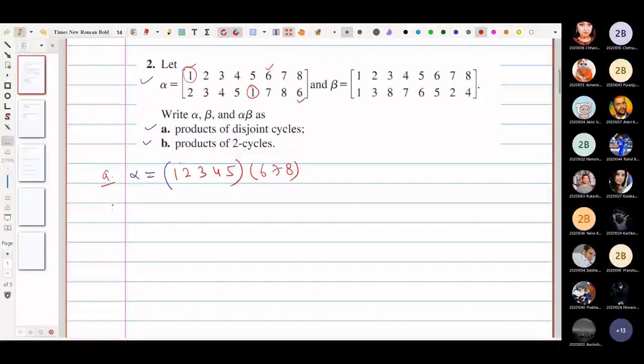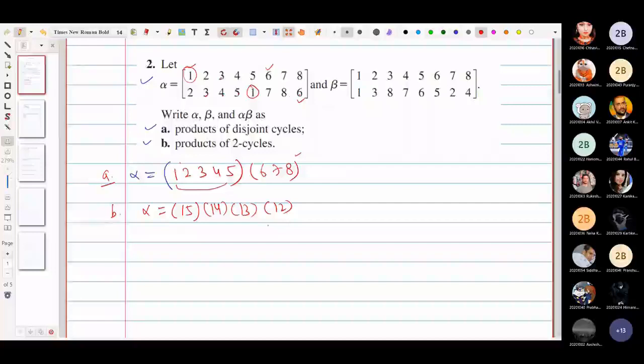But in the second part, they are asking that you should write this alpha as a product of 2 cycles. So once we have written alpha like this, we can use this to write it as a product of 2 cycles. So how can we write it? Start here and take 1 5, then 1 4, then 1 3, and then 1 2. This is one way.